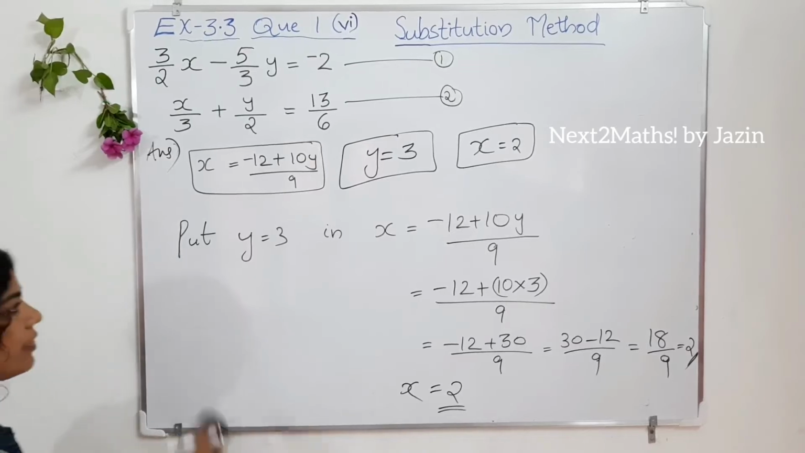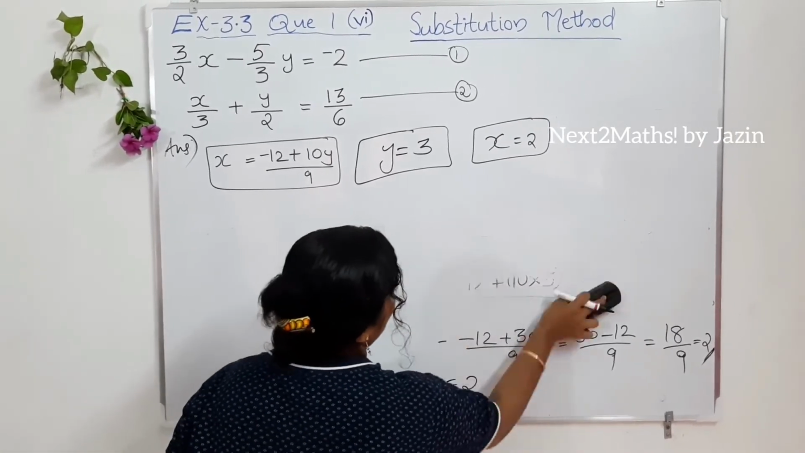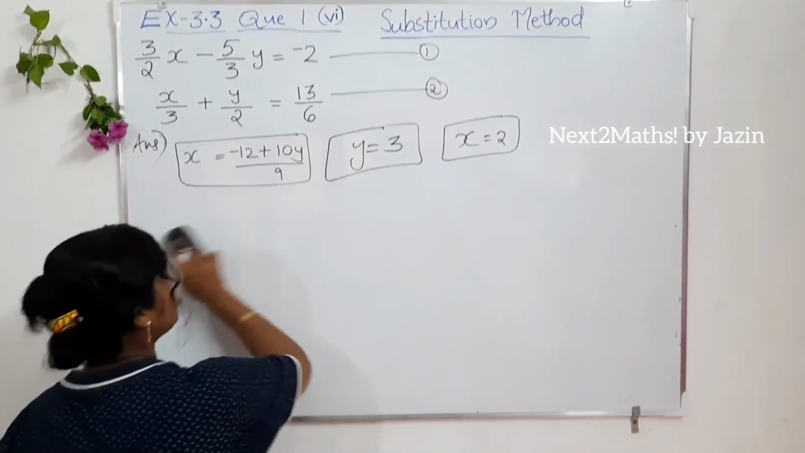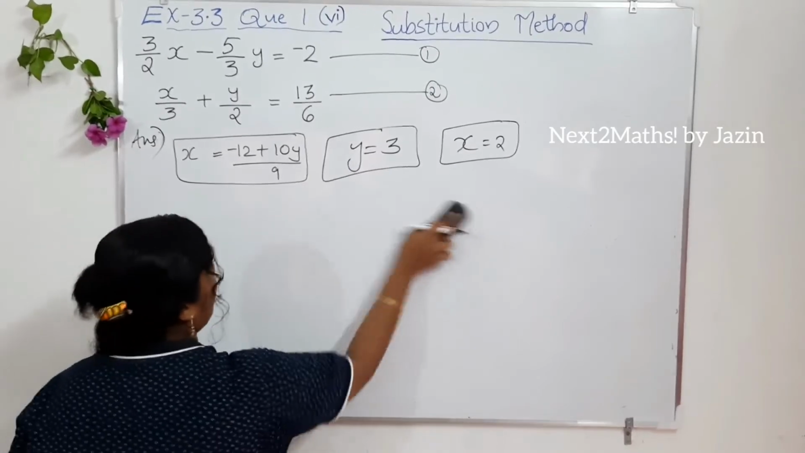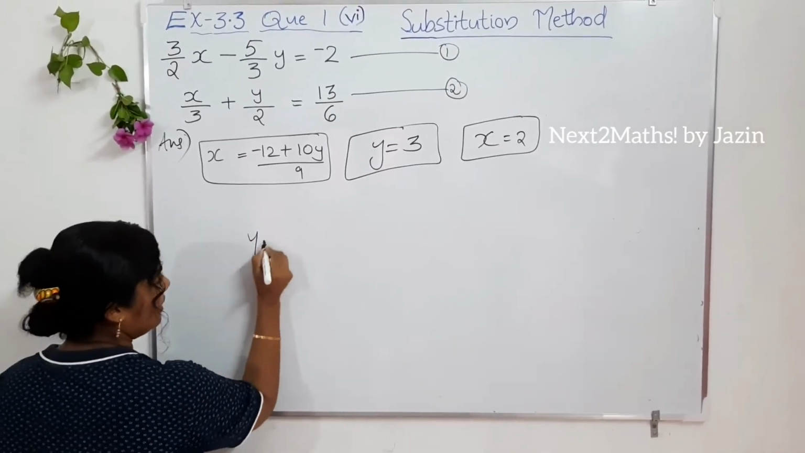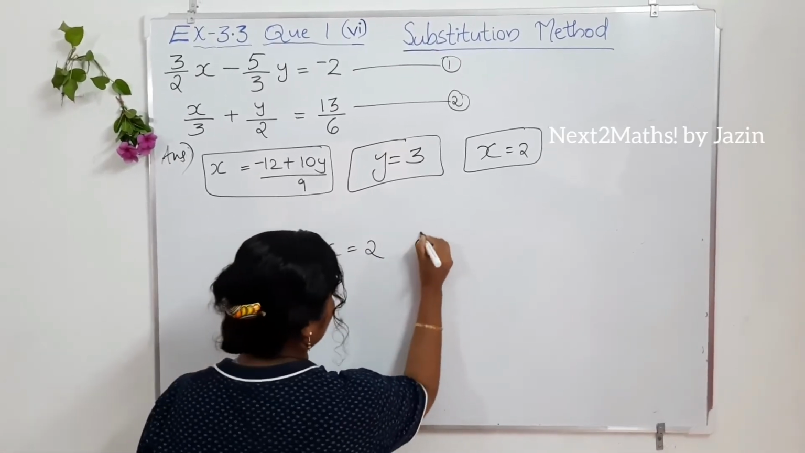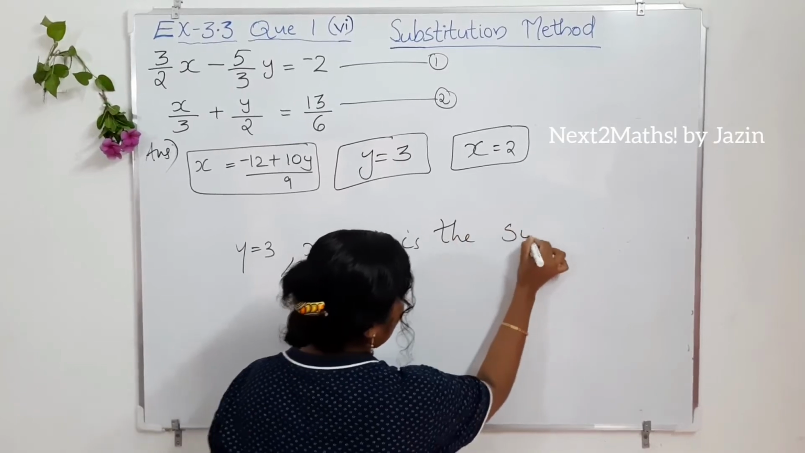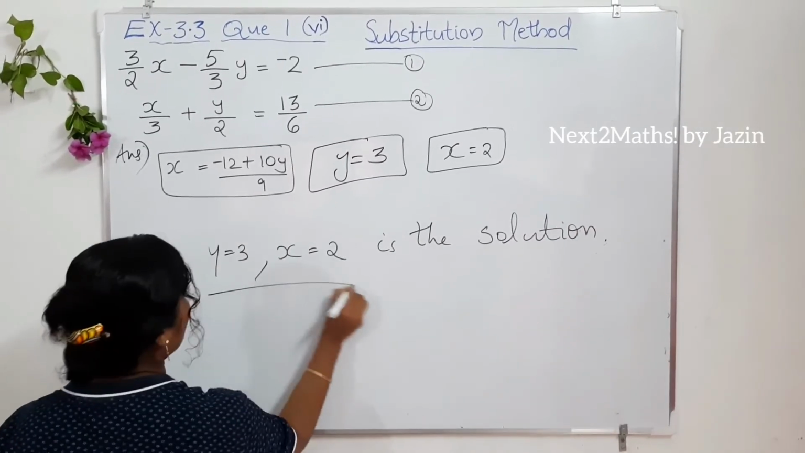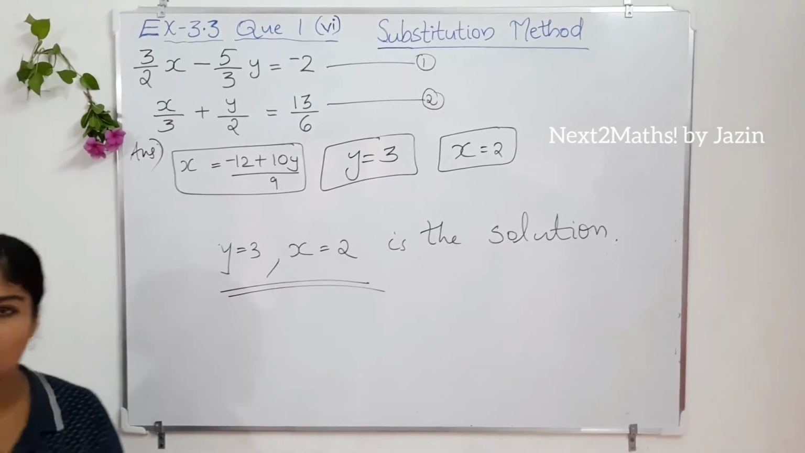So what is the solution? Have you written the notes? Hope you all have completed the notes now. So from this, what is the solution? We can conclude that y equal to 3, x equal to 2 is the solution. This is our answer. Y equal to 3 and x equal to 2 is the solution.